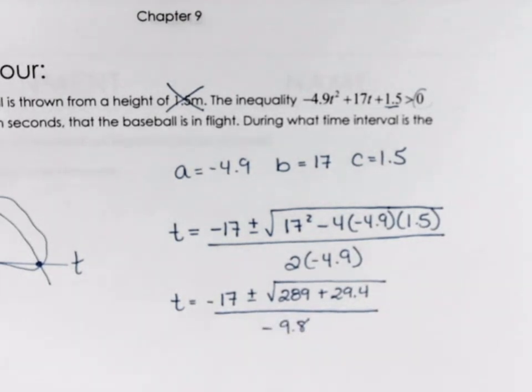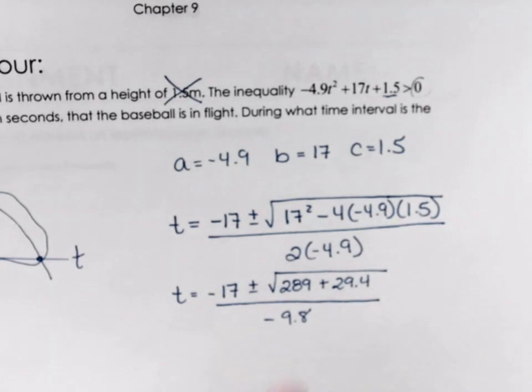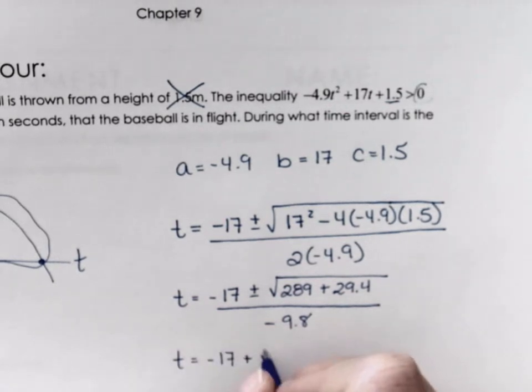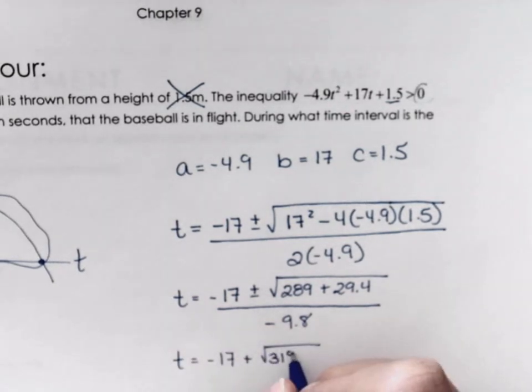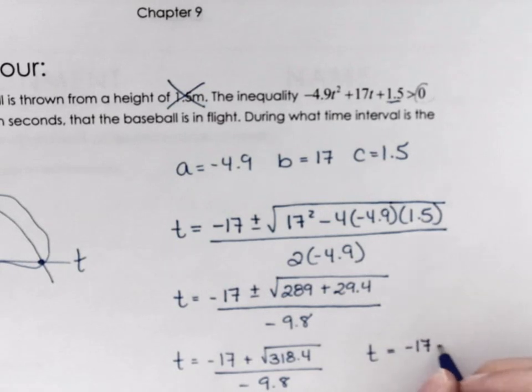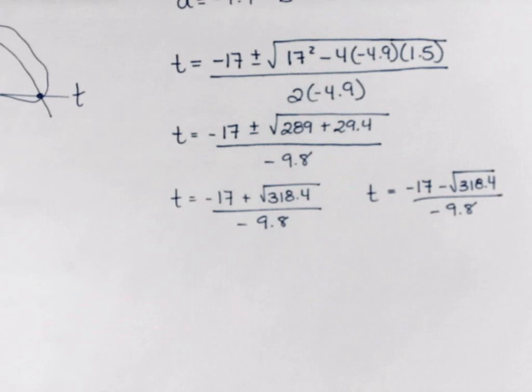Anybody recognize negative 9.8? You might if you're in physics. Gravity? Anyway, just thought I'd point that out. 289. So t is equal to negative 17 plus the square root of 308.4, over negative 9.8, and t is also equal to negative 17 minus the square root of 308.4, over negative 9.8. Okay, so I just got to solve these out.